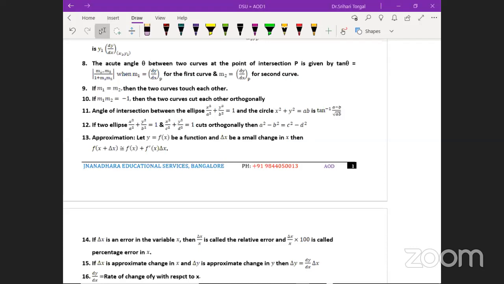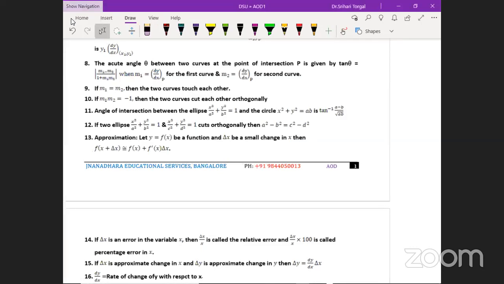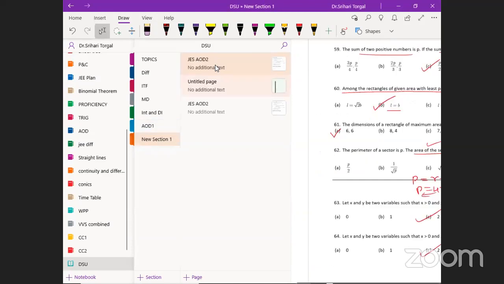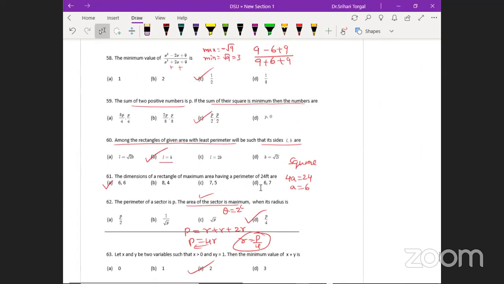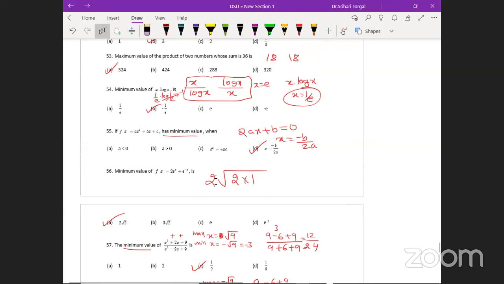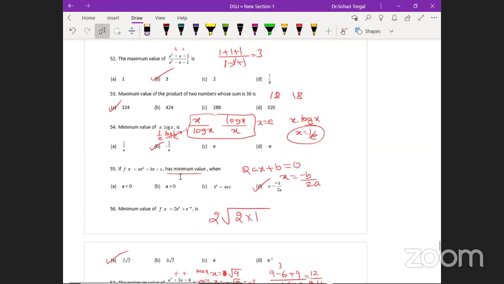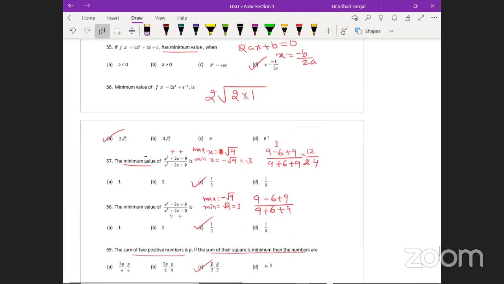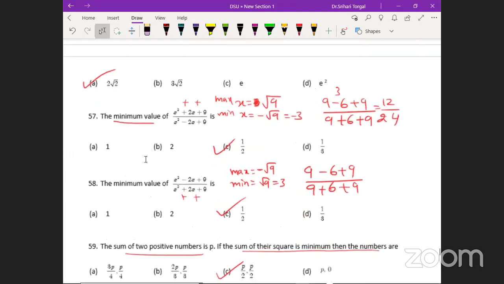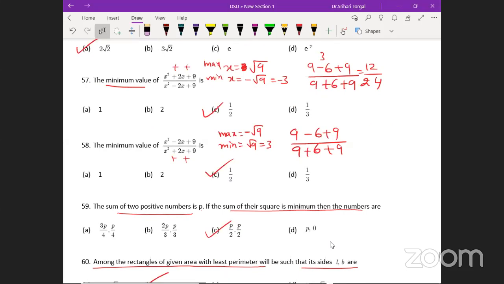Sir, I have a doubt on the 58th question. Number 58 in AOD 2 or AOD 1? There you took maximum minus or minimum minus, I got confused in that. See, sir, in the 57th question, you took maximum x is equal to minus root 9. Here in the 58th question, minimum x equals root 9.